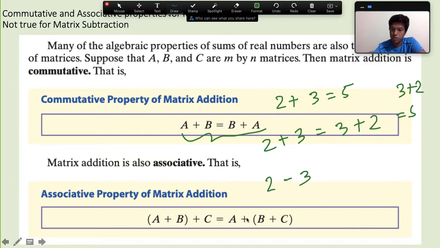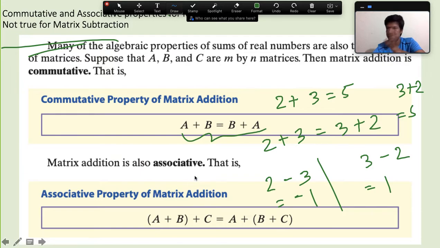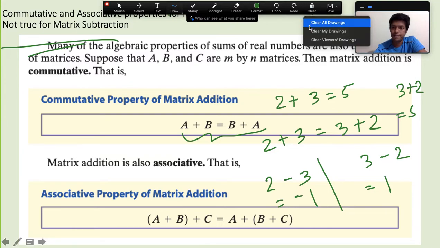Suppose if I write 2 minus 3, this equals to what? This equals to minus 1. And if I write 3 minus 2, this equals to what? This equals to plus 1. Okay, so that's why we said that this is not true for subtraction. True for addition. In addition, you can just interchange them, but not for the subtraction, because then the answer changes.